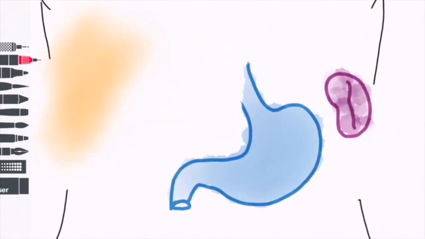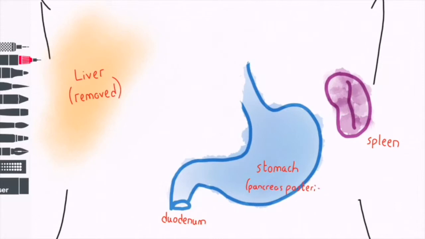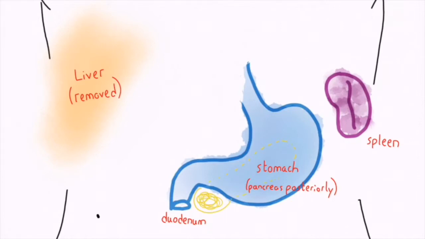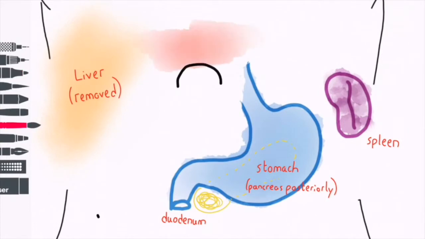So let's now have a look at the blood supply to these organs. I've removed the liver and we can see the stomach, the spleen and the duodenum. The pancreas is posterior to the stomach. So, the diaphragm, the muscle, is here.